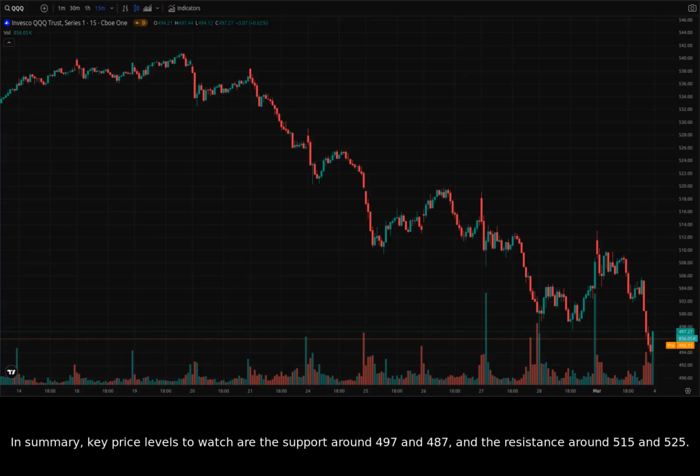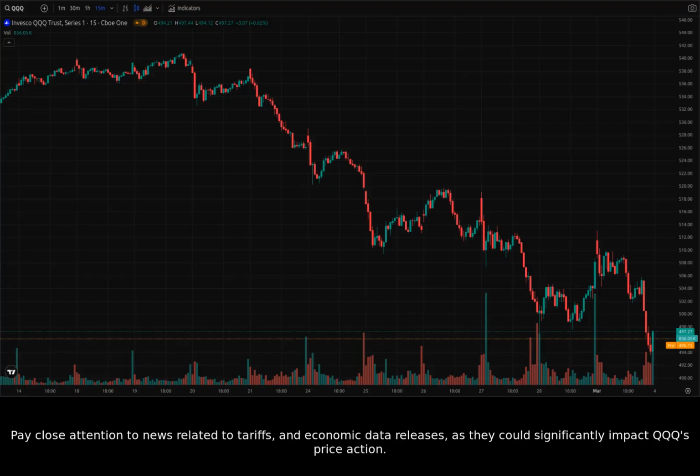In summary, key price levels to watch are the support around 497 and 487, and the resistance around 515 and 525. Pay close attention to news related to tariffs and economic data releases, as they could significantly impact QQQ's price action.